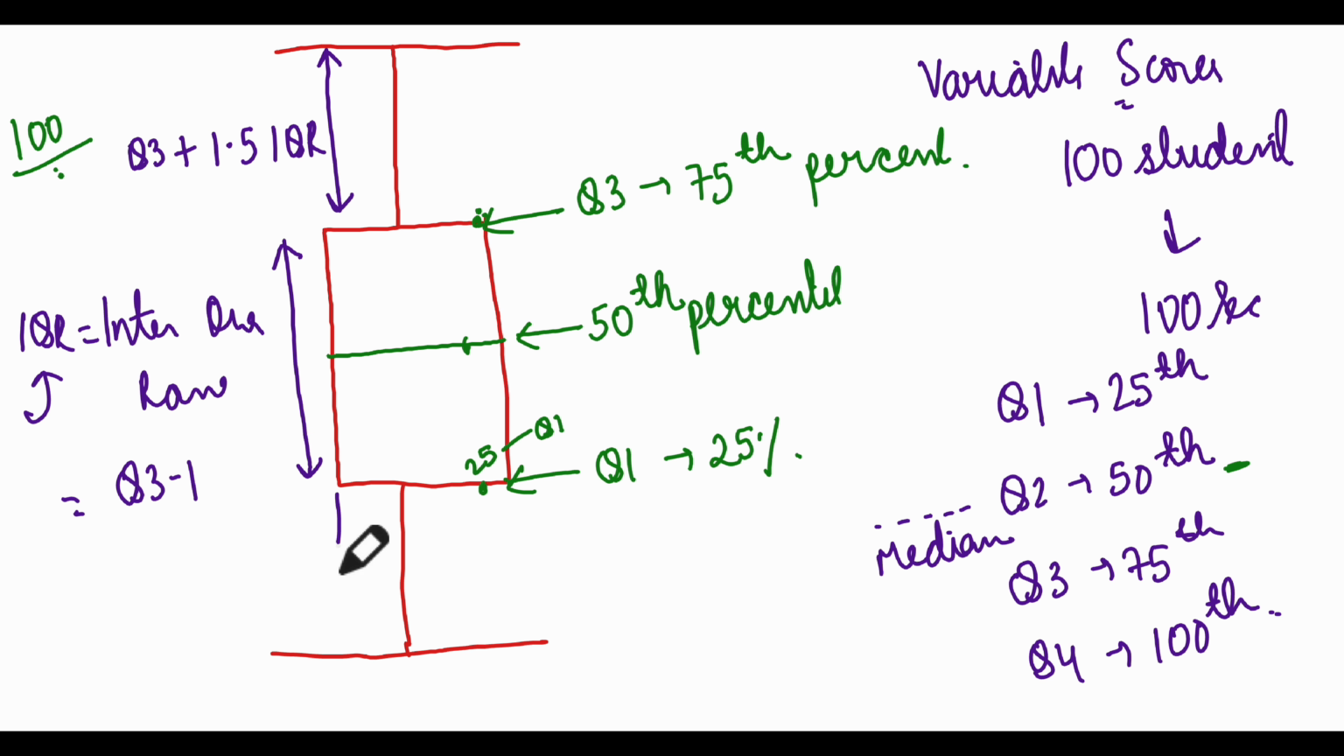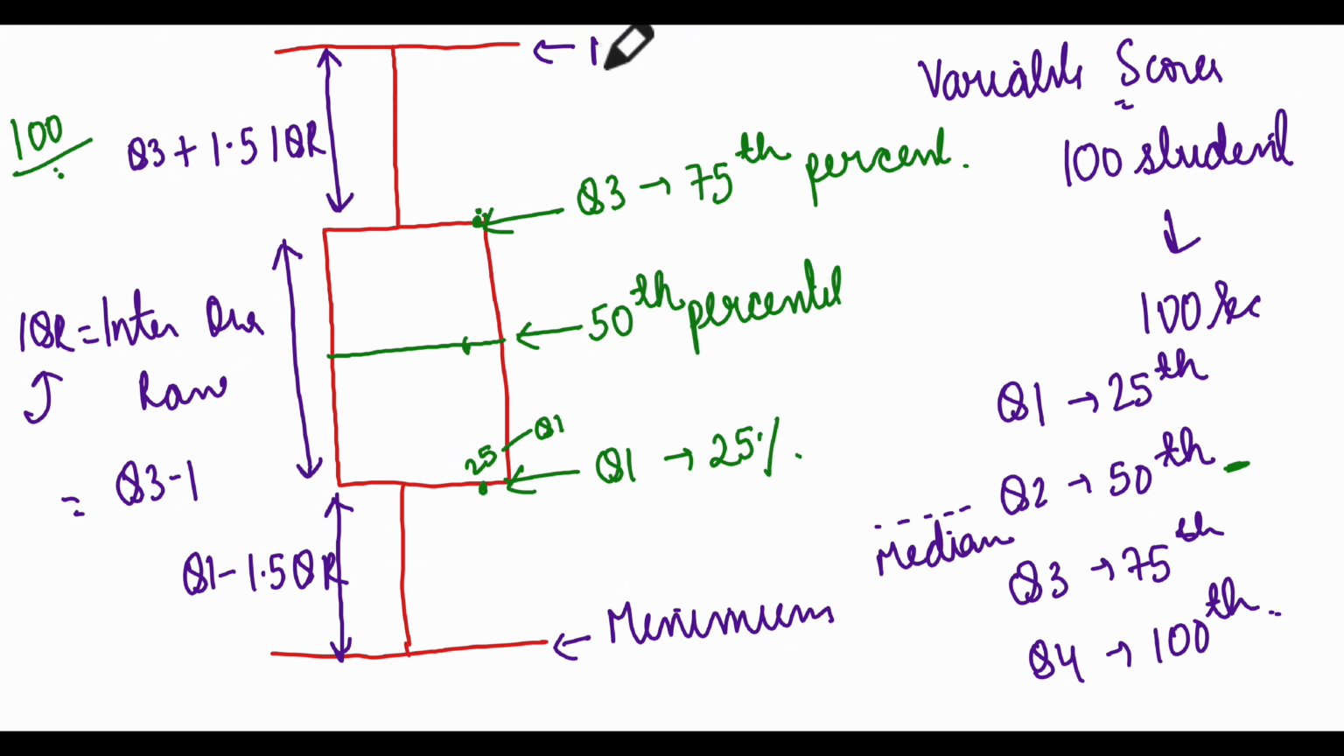And what will be this? This will be lower, so it is called Q1 minus 1.5 times IQR. This line depicts the minimum value that your variable should have, and this line depicts the maximum value that your variable should have. So any point in your variable which lies beyond this is an outlier.